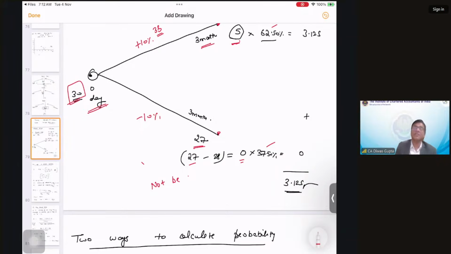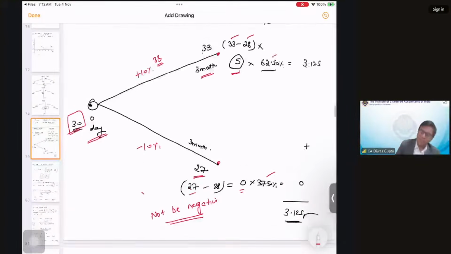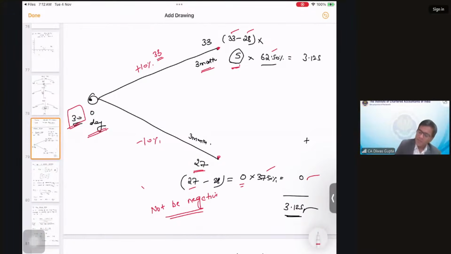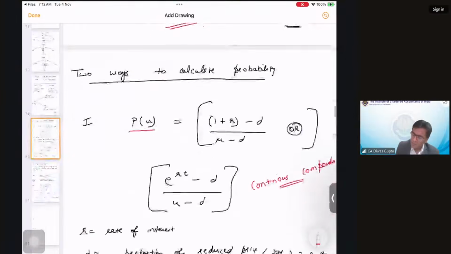It will not be negative. The reason is we are talking about option. We are not talking about futures. Had we been talking about futures, it would have been negative, right? Because it's a mandatory thing in future. It's an obligation. That's the distinction between the two. So this will become 0. This will become 3.125, and hence the overall number becomes 3.125, students.